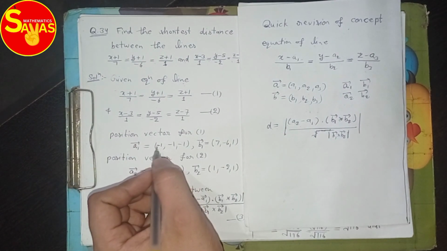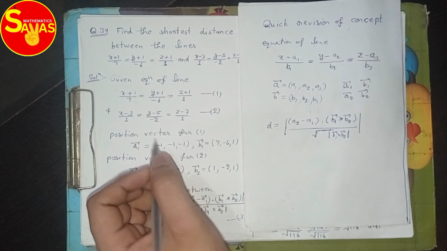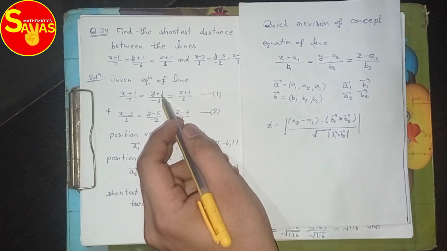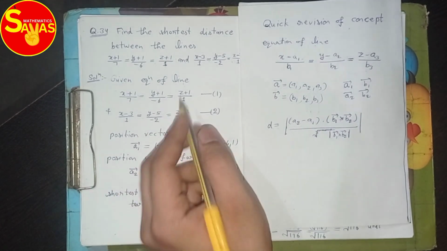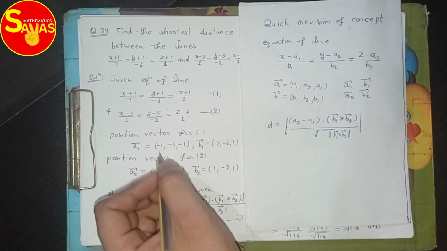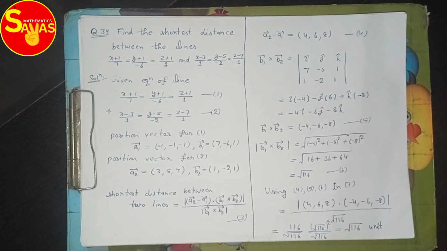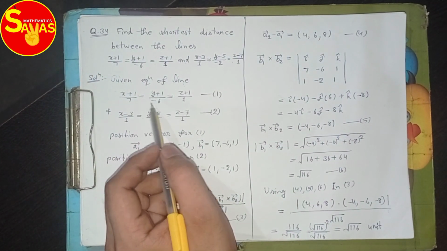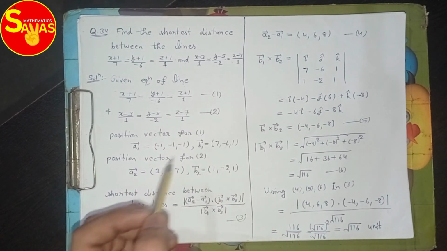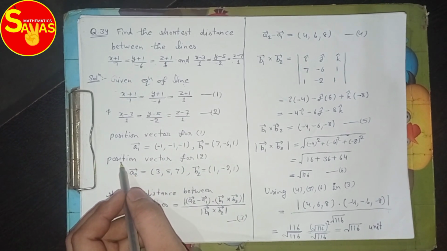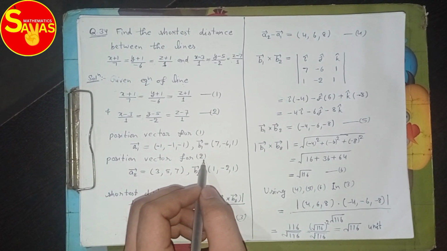Due to this, here the first value is minus 1. Here is also plus, so here is also minus 1, minus 1. Now the direction vector of the first line, B1, is 7, minus 6, 1. Now the position vector for line 2.